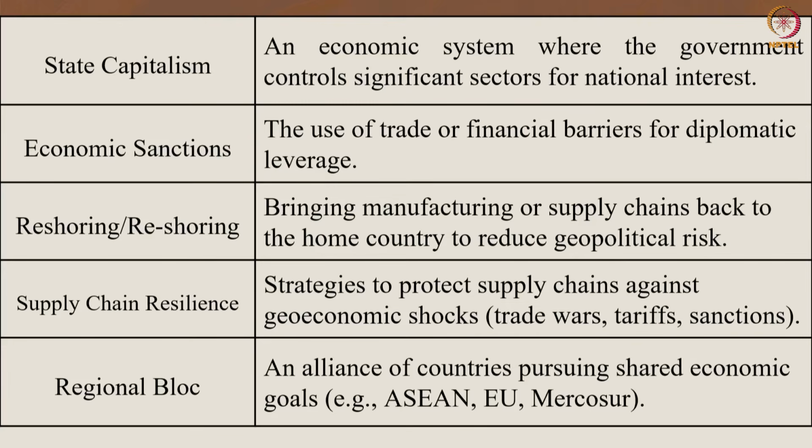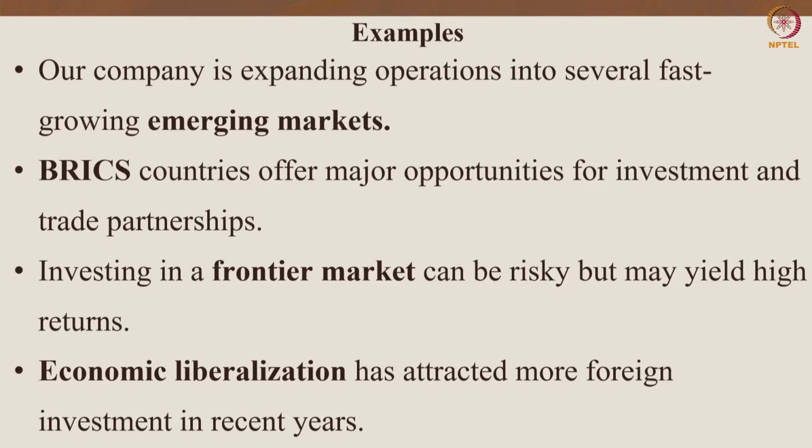Next, we have supply chain resilience. These are the strategies to protect supply chains against geo-economic shocks such as trade wars, tariffs, sanctions, etc. We have regional blocs, which means an alliance of countries pursuing shared economic goals, for example, ASEAN, the EU, and Mercosur. So these are where specific regions come together for shared economic goals. Now let's look at these examples and how to use these terms and expressions in your own sentences.